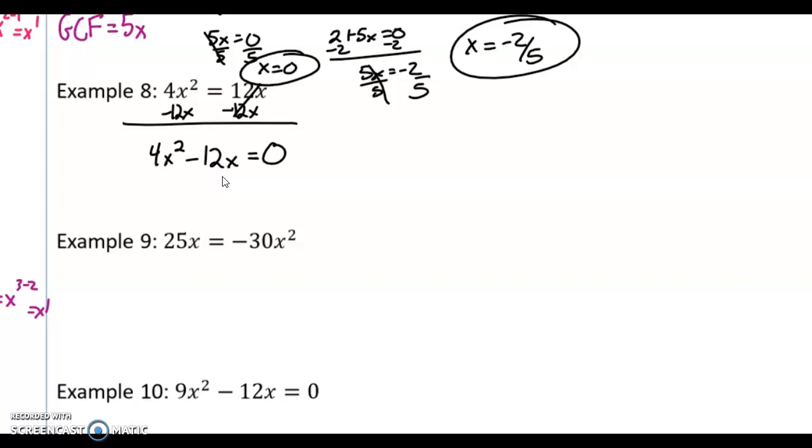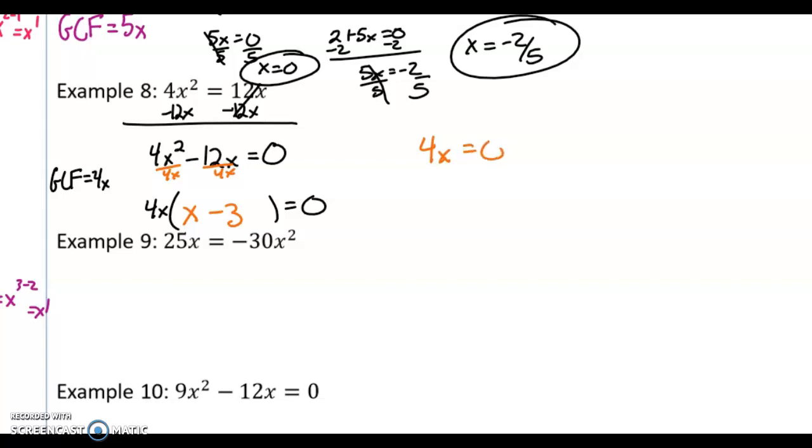Okay, next is to take out the GCF. Go ahead and factor it. So what is the GCF of 4x squared minus 12x? All right, it would be 4x. So we're going to take out 4x of everything. So let's just write that in, divide by 4x. Okay, 4 divided by 4 is 1, and then x squared divided by x is x. So you can put the 1x or just the x. Negative 12 divided by 4 is negative 3. The x's cancel out. All right, that's my factored form.